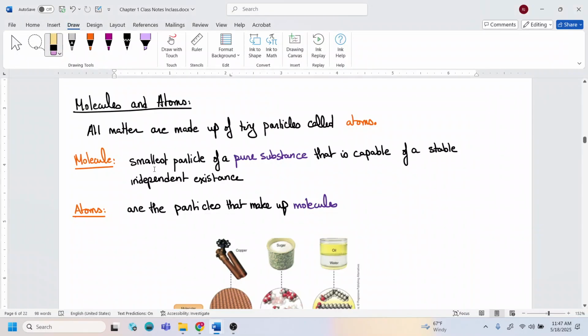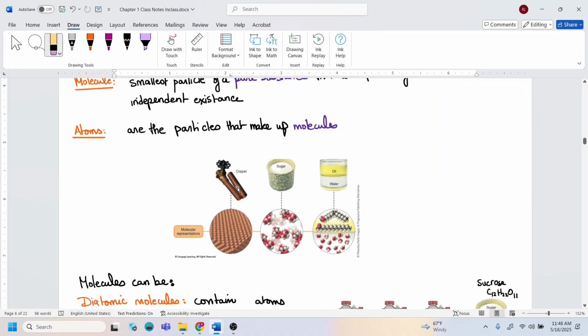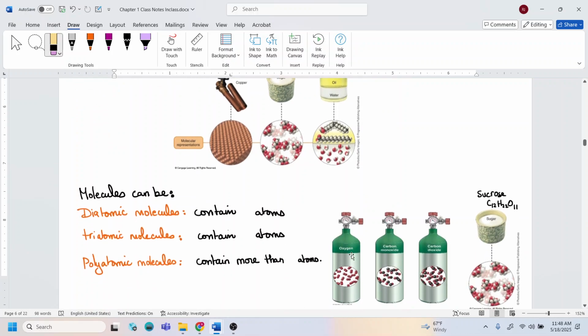A molecule is the smallest particle of a pure substance that is capable of stable, independent existence. All molecules are made up of atoms, so this makes atoms the tiny particles that constitute all matter. Whether you're working with copper, solid sugar, or a mixture solution of oil and water, all of these are made up of molecules, and molecules are made up of atoms.